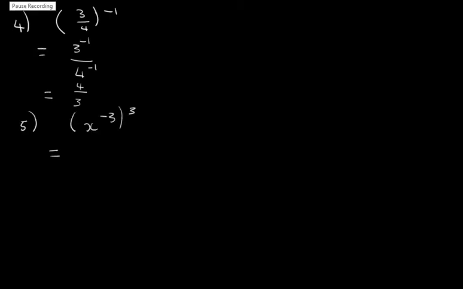Let's look at example 5. You know that when we've raised an exponent to another exponent, what do we need to do? We need to multiply out. And that will give us x to the power negative 9, because negative 3 times 3 is negative 9. But it's a negative exponent, which we don't want. And how do we write it as a positive exponent? By writing it as a denominator. That will give us 1 over x to the power 9.